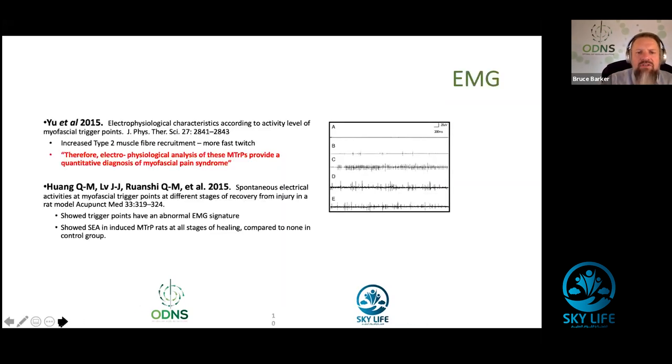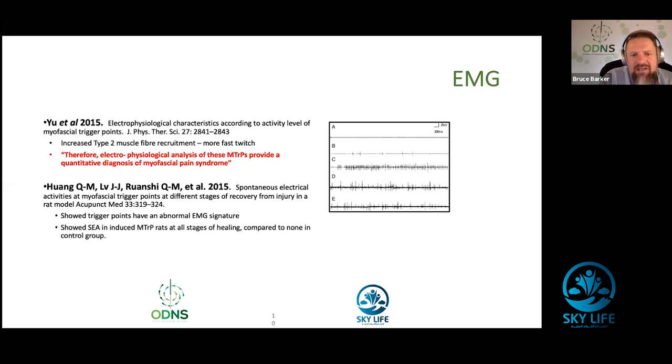Let's move on then to look at some EMG, or electromyography, evidence. In 2015, Yu pointed out in his paper that the electrical signals you get measuring the potentials around the muscle, the trigger point, characteristically show a shift to type 2 muscle recruitment, more fast twitch fibers. No surprises there that the trigger points show decreased endurance, right? Because they're preferentially using type 2 fibers.